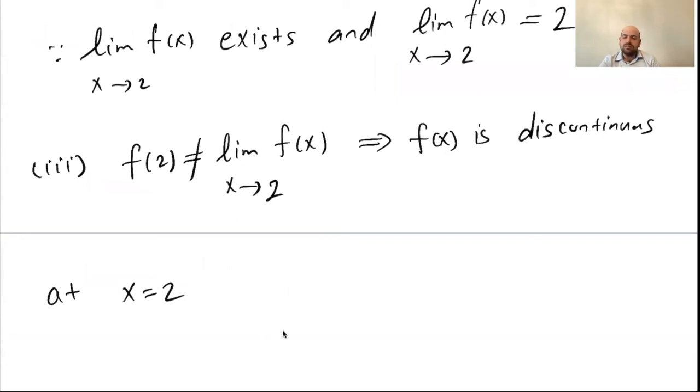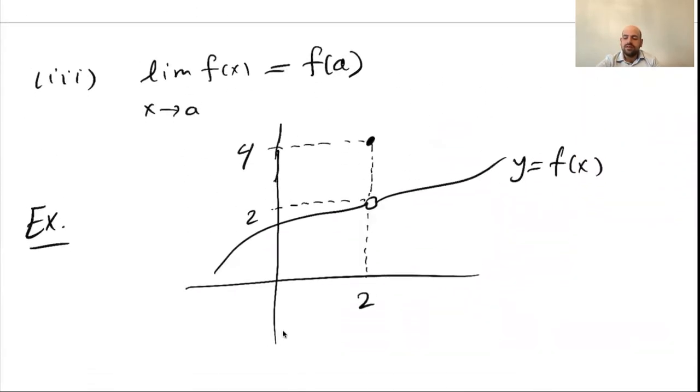So continuity or discontinuity, of course, depends on the function and also depends on the point. So at x equals 2 it is discontinuous. But what about at another point? For example, let's say at x equals 0. Let's say, for example, this point here, this value here, let's say 1.8 or 1.6. Oh, sorry. Let's say this is 1.6.